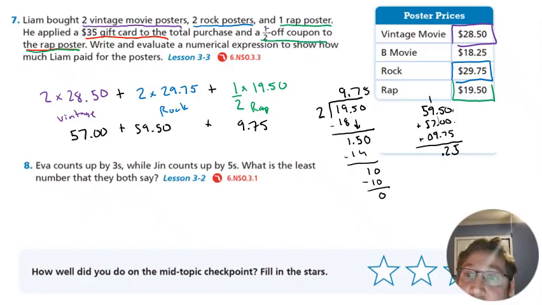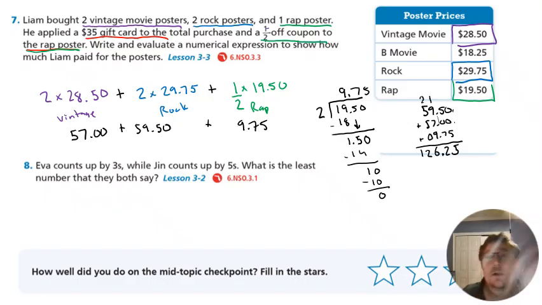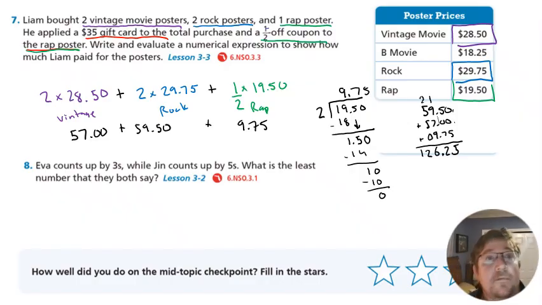9 plus 1 is 10. Plus 7 is 17. Plus 9 is 26. Carry the 2. 5 plus 5 plus 2 is 12. So his total was $126.25 for 2 vintage posters, 2 rock posters, and 1 wrap poster that was half off. We're almost done because he is going to use his $35 gift card.